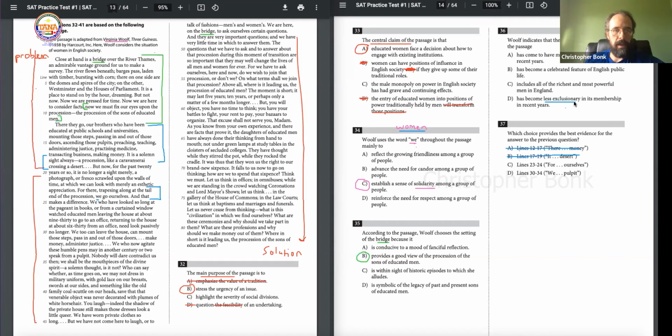So this is definitely a possibility. 30, 34, we see that one. It says we too can leave the house, can mount those steps, pass in and out those doors, make money, and administer justice. We who now agitate these humble pens may another century or two speak from the pulpit. This one is also pointing to that idea of less exclusion if women have that potential to join in the procession. And so we have two strong evidences that are pointing to D on 36.